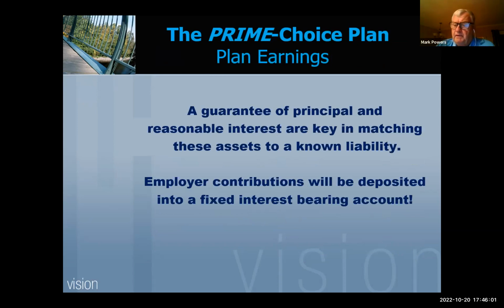Plan earnings. We've set up with the school system that your money goes into a fixed interest-bearing account. So we have a guarantee of principal and a reasonable rate of interest, matching these assets to a known liability. There's no investing in funds. With the medical expense reimbursement trust, you're already getting a big break by not paying federal or state income taxes on the money. In a 403B plan, it goes into the account earning a fixed rate of interest, so there's no risk to your principal. And if in the special pay plan, you can always transfer it out and invest it as you like with your own financial planner in an IRA or another eligible plan.